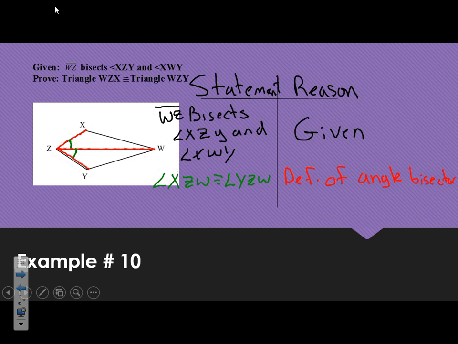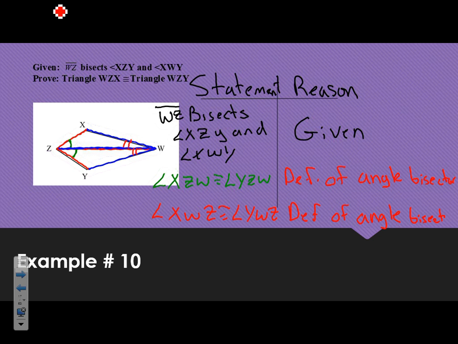And we go back and we know that ZW bisects XWY. So that tells us that XWZ is congruent to YWZ. So put that here. Angle XWZ is congruent to angle YWZ. And the reason again is the definition of angle bisector.